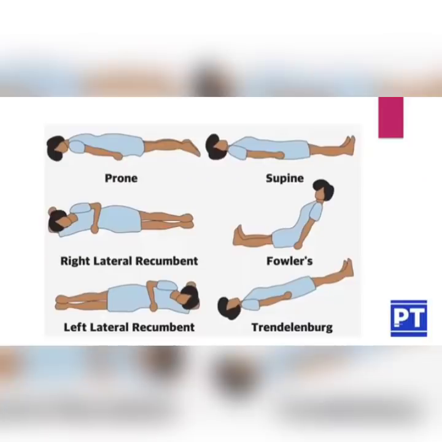When the patient is lying with the face up, it is known as supine position. When the patient is lying with the face down, it is known as prone position. When the patient is in any lying position, it is known as recumbent. When the patient is turned to the right side, it is known as right lateral recumbent. When the patient is turned to the left side, it is known as left lateral recumbent. And Fowler's position means the patient is supine but the head is higher than the feet. Whereas in Trendelenburg position, the feet are higher than the head, but the patient is still supine.